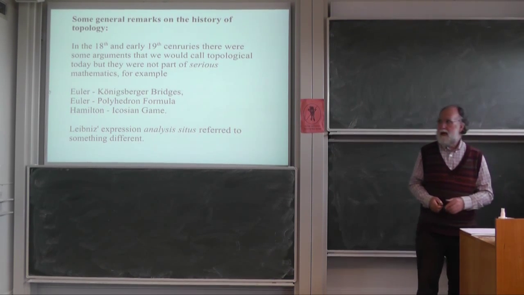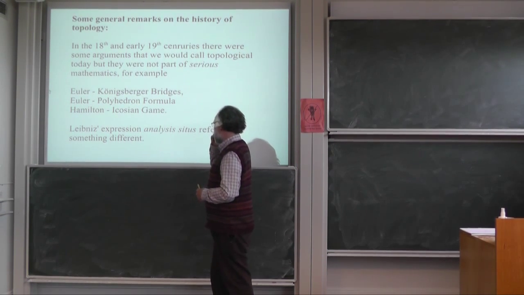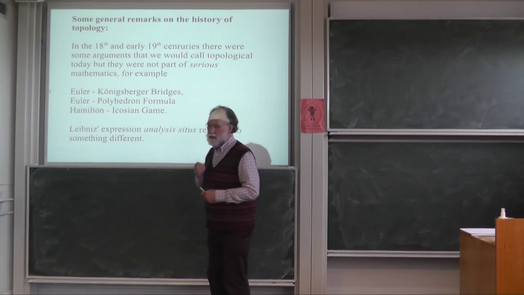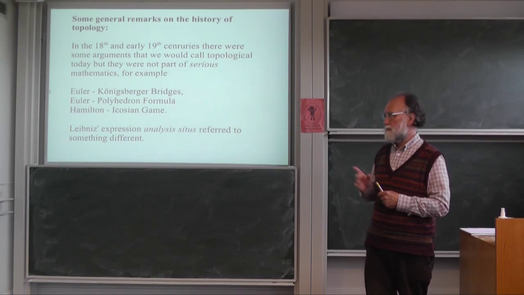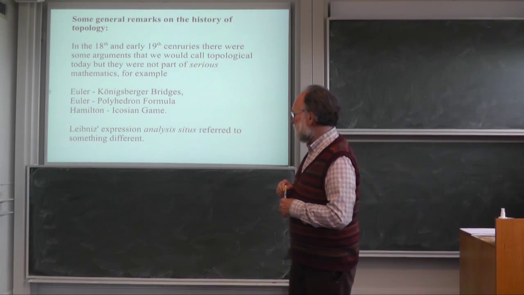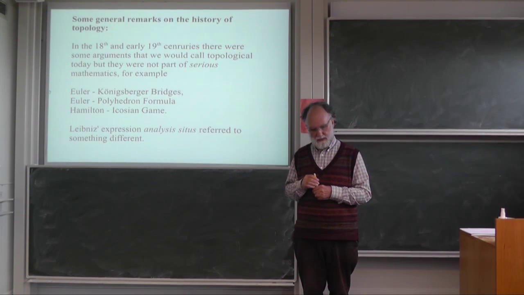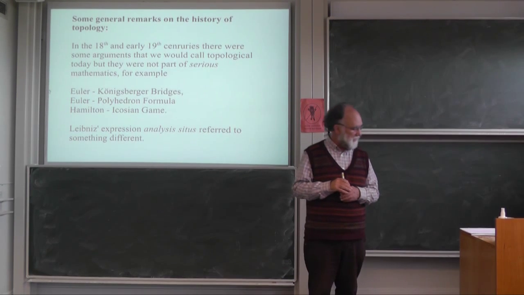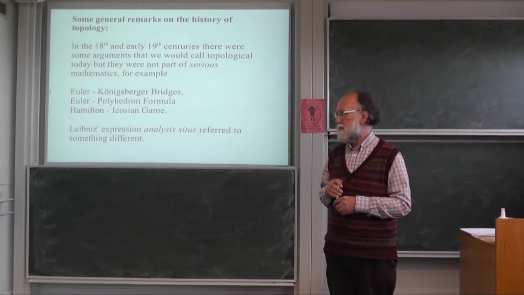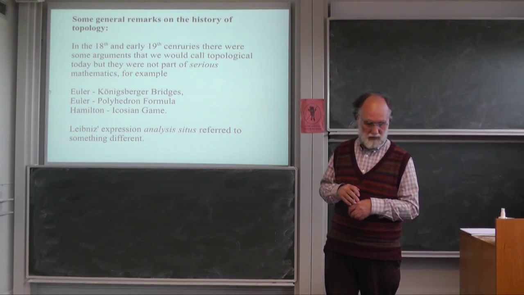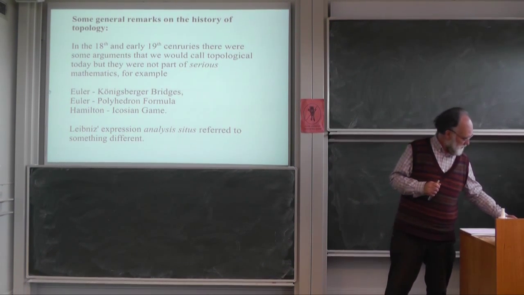So it's often referred to before this period as analysis situs, but analysis situs as used by Leibniz refers to something else, and Riemann in fact emphasizes that Leibniz is not thinking of topology in the sense that he is thinking of it. The first person to actually use the word topology was Johann Benedict Listing, who was also in Göttingen, and he plays a very important role here.